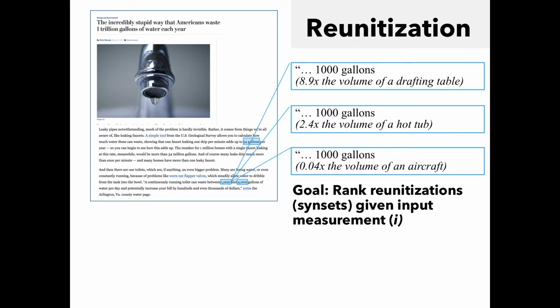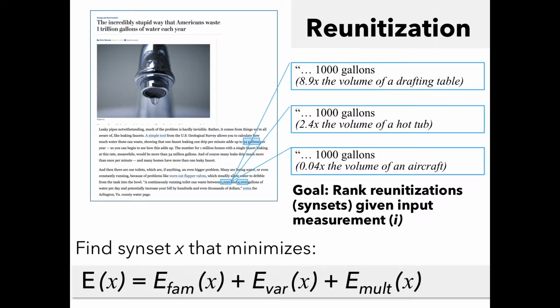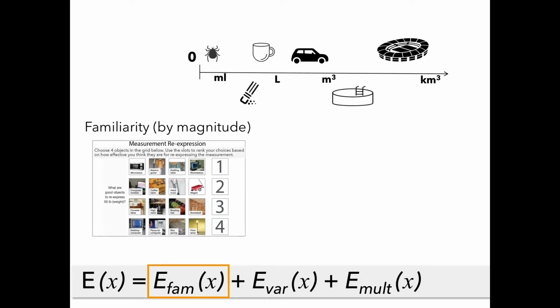And so the way that we do that is basically defining a function or an equation that's going to rank all of the objects in our database according to various criteria that we think are important for these re-expressions. So familiarity of the object is important. Variance in the object should be low, that's important. And then how easy to understand the multiplier is also important. So here in the top example, the multiplier is 8.9. Is that really an understandable number versus 2.4, et cetera? So just briefly, here is how we define these scores. You can think of each of these terms in the equation as a score for how good the object is in those ways.